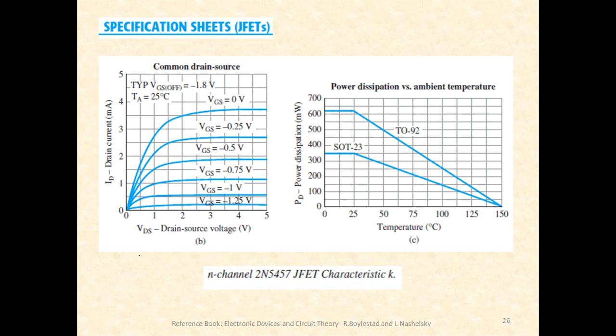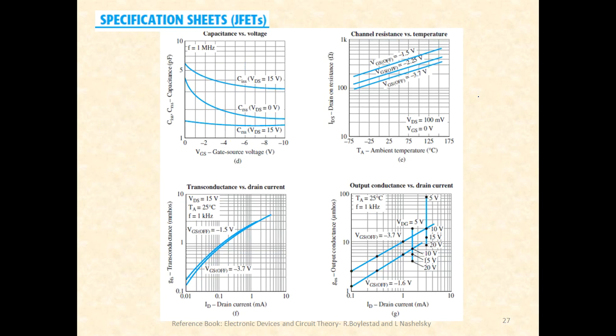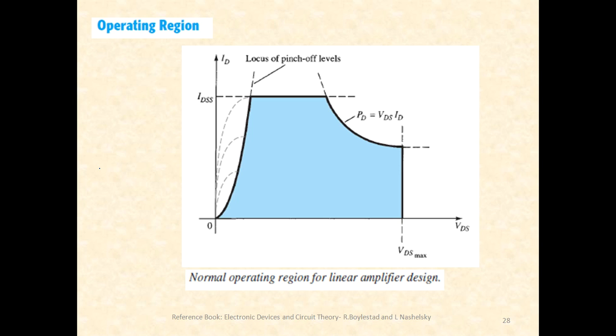In the specification sheet, you will also be given information on the output characteristics, the power dissipation versus ambient temperature, and other information related to capacitances, conductances, transconductance as well as output conductance. These are just for information purposes. Interested readers can go through these things for some additional information, which will improve your circuit and amplifier design knowledge.